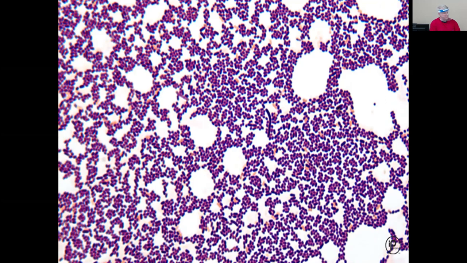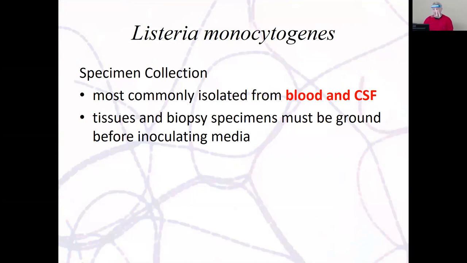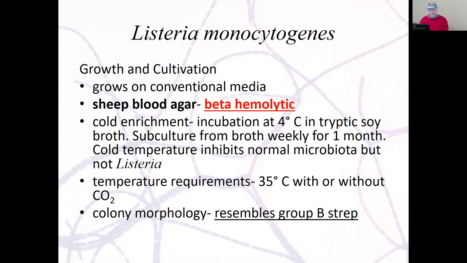All right, gram-positive rod or cocobacilli. Most commonly isolated from our blood or cerebrospinal fluid. So the tissue biopsy specimens must be ground before inoculating the media. So it's, again, one of those that's not just easy to grow. Grows on conventional media. It is beta hemolytic on sheep blood agar. Okay, so we'll see that. But this is where it's a problem.